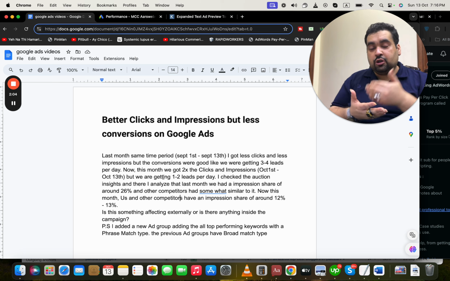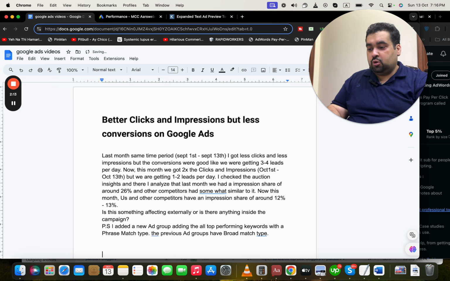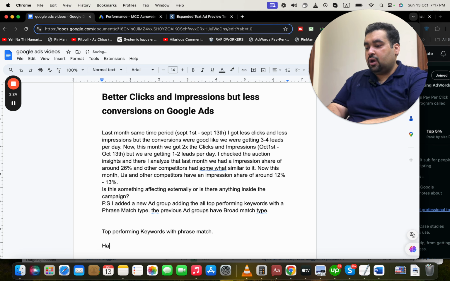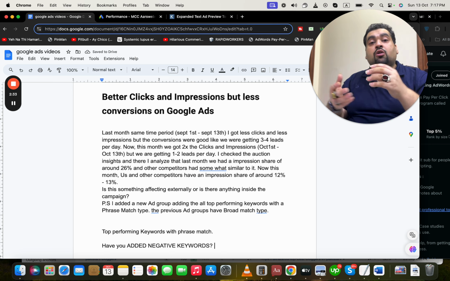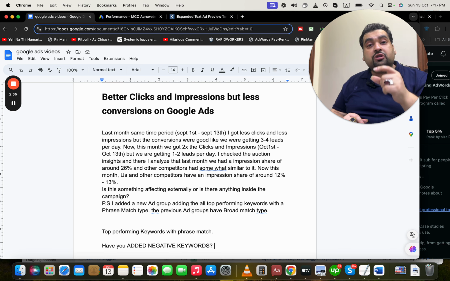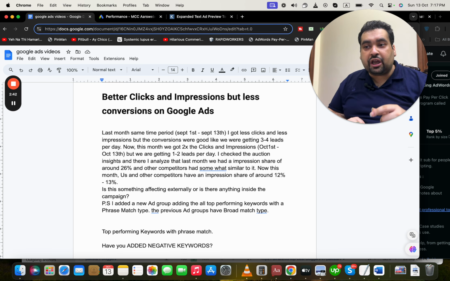Because you said that last month you got good conversions, 3 to 4 leads a day, and now you're getting 1 to 2 leads, my question is: you can understand which keywords are working and you have added the top performing keywords with phrase match. Have you added negative keywords? And have you looked at more data on when those keywords are converting, the exact time frame, the days, the location? Focusing on that seems very important.